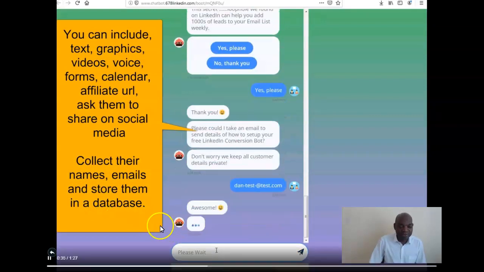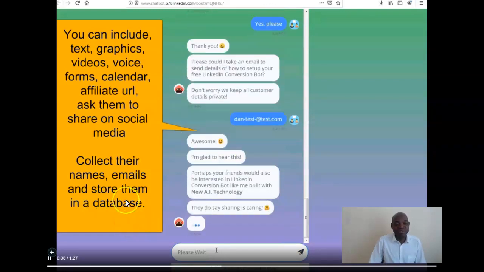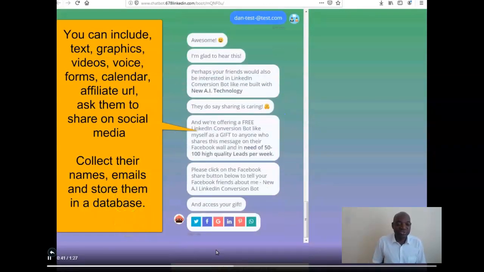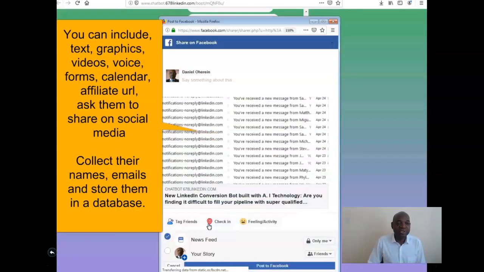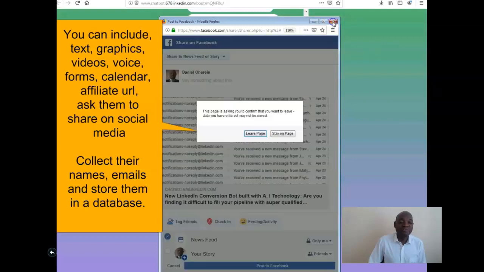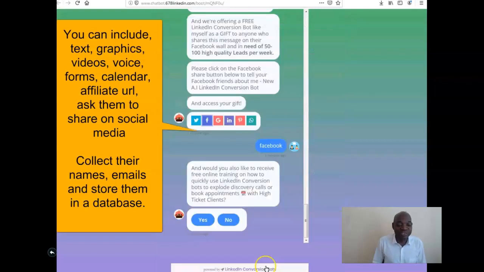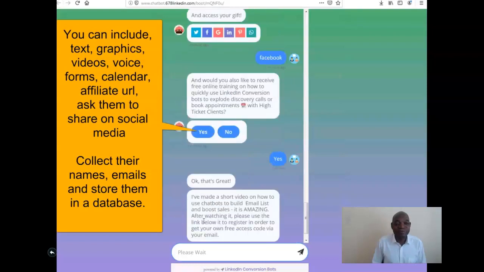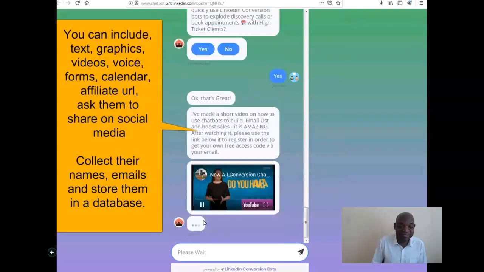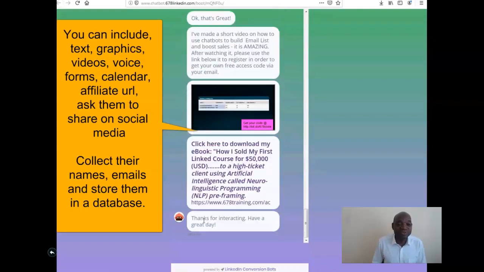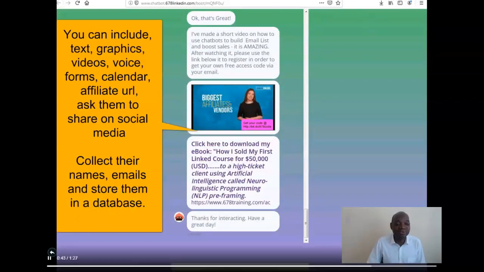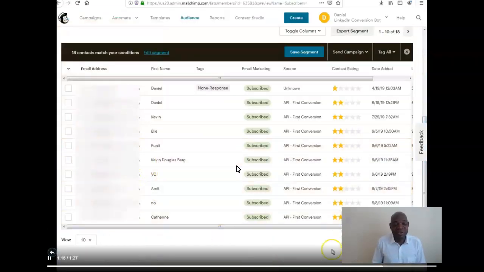Here is someone typing the email. You can see it quickly. And once they type in their emails, it is stored into a database. Here, it asks them to share the information on social media. After you have collected their emails, you are still asking them to share your one line of code of the chatbot for other people to see it on their social media. So it is very, very powerful and effective. You can use it to play video, and at the end, you can then include your affiliate URL.